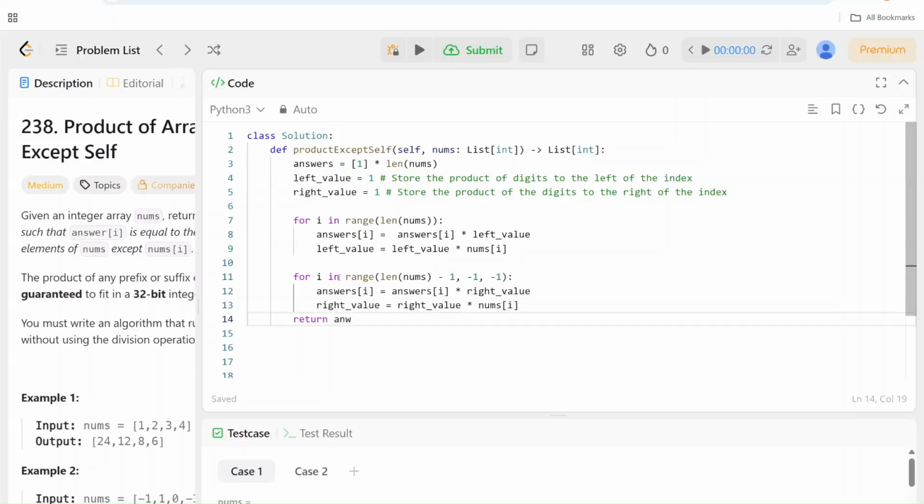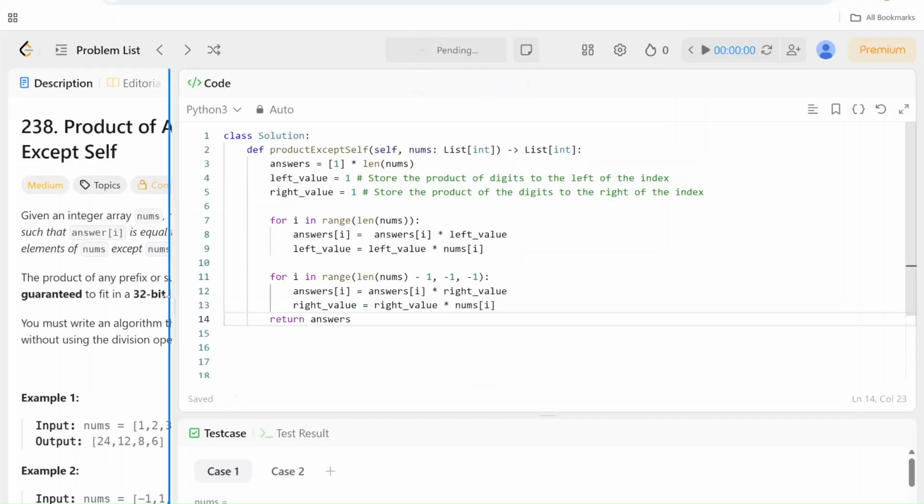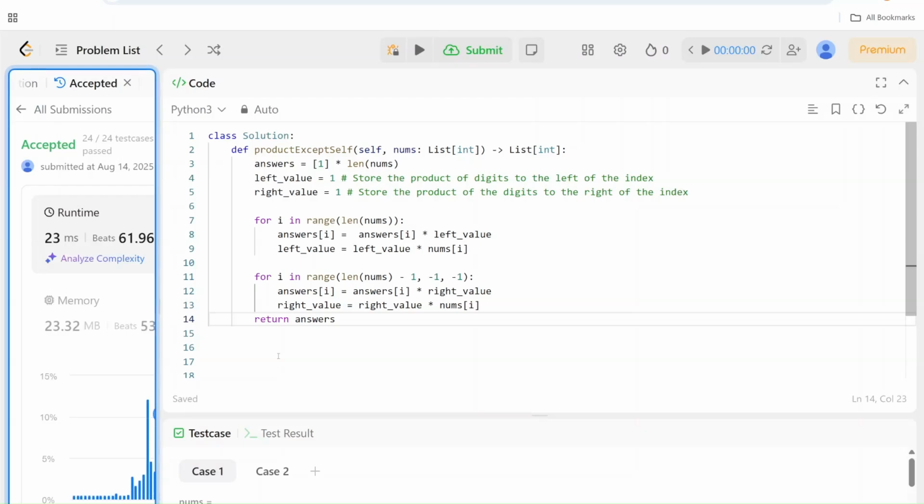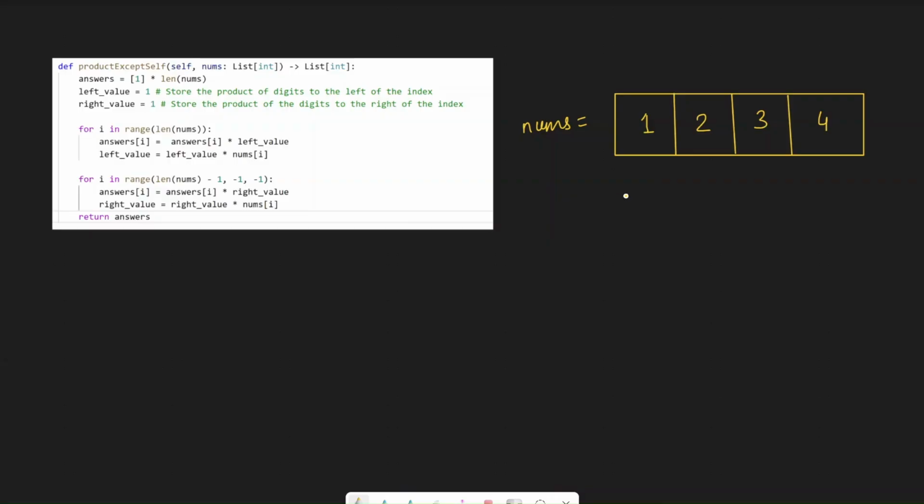Ultimately, we just have to return answers, because now our answers would contain the product of the left side as well as the right side. Now I will just submit the solution. And after submitting, we can see that it gets accepted. Now I will do the dry run and I promise it will make more sense when I do this.